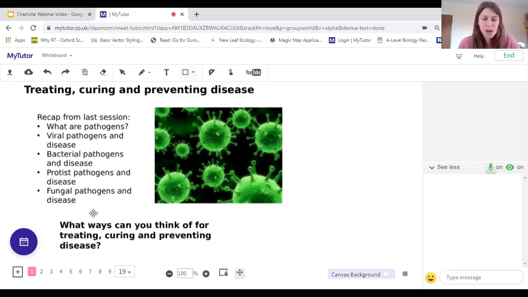So I thought we'd start with using the Q&A function. I thought we could start with a question: what ways can you think of for treating, curing and preventing disease? So if you pull up the question and answer box and type in any ways that you can think of for treating, curing and preventing disease, we'll see what sort of answers come up. Okay, so we can see a couple coming into the chat.